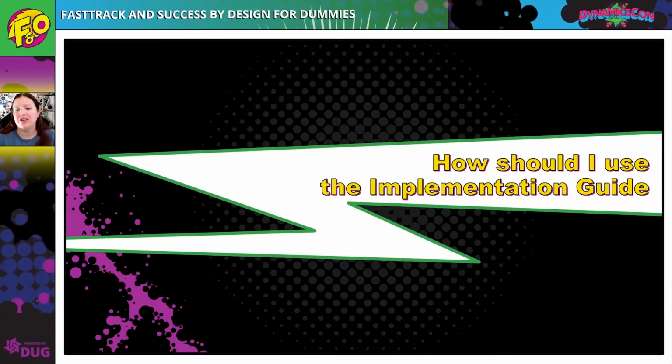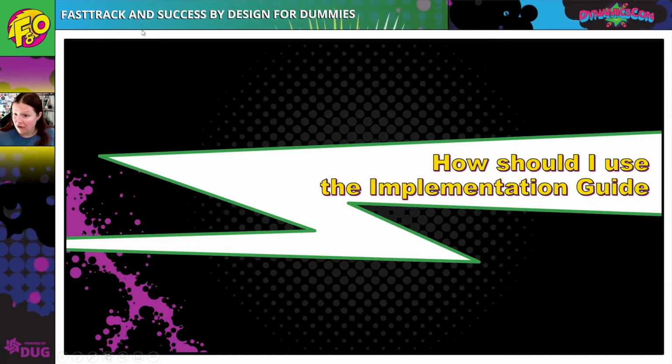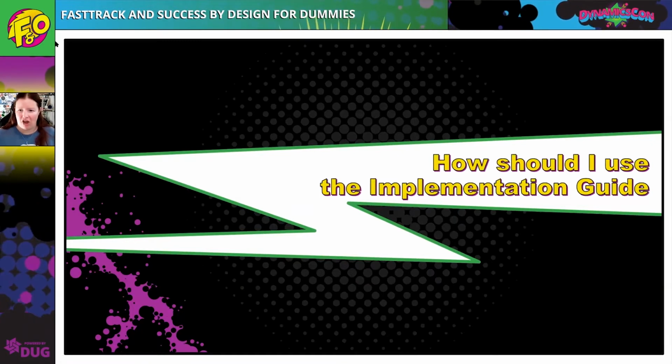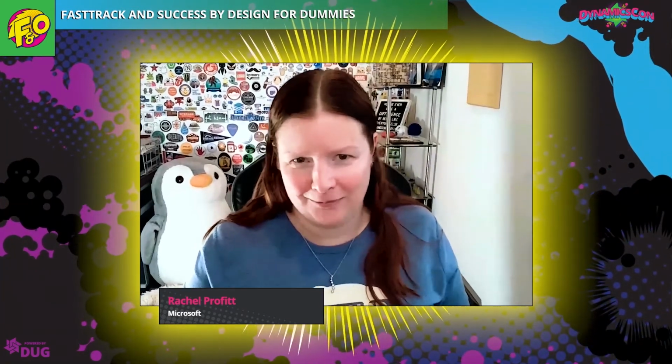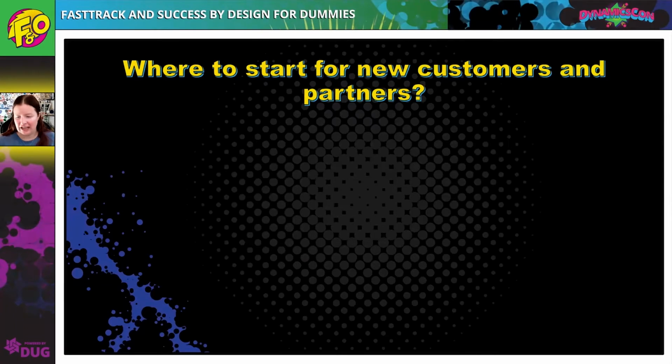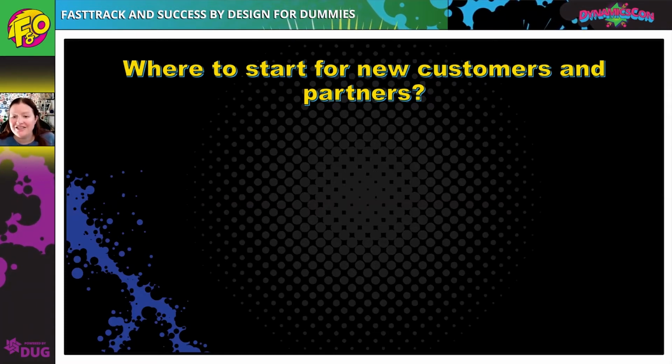Now I want to switch gears and talk about how you should use the implementation guide. You may or may not have noticed, as I mentioned a minute ago, that book is over 600 pages long. And it's likely that you can't or won't sit down and read this book front to back and get all the benefits from the recommendations. So I've pulled together my quick tips for how to use this book. Depending on your skill set and familiarity with FastTrack and the Success by Design framework, this slide is going to walk you through the steps to get started with the book if you're at the beginning of your learning journey.